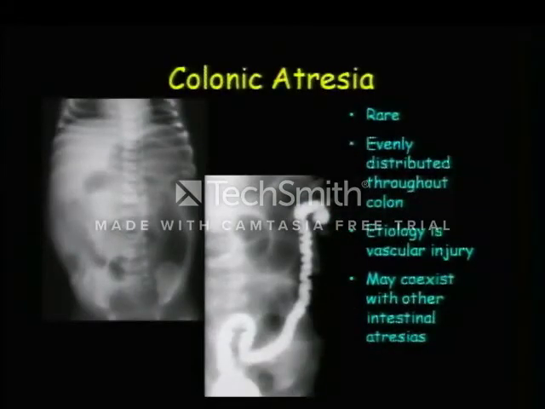Colonic atresia is rare. It's evenly distributed throughout the colon. It's a vascular injury, so it's more commonly seen, in my experience, in the watershed zones. And it may coexist with other atresias. So if you see one colonic atresia, look real hard for the rest of the bowel for other atresias. Here you can see multiple dilated loops, distal bowel obstruction. And on our enema, we have an atresia.